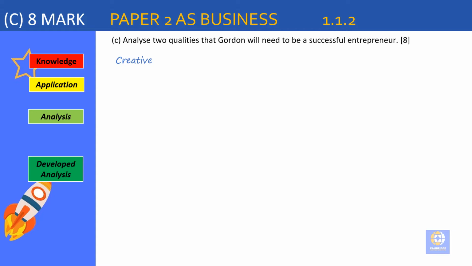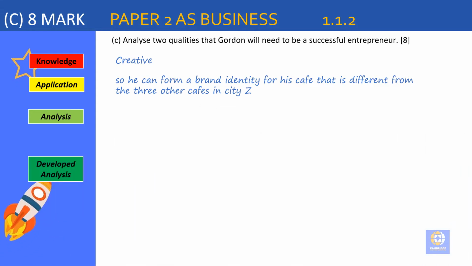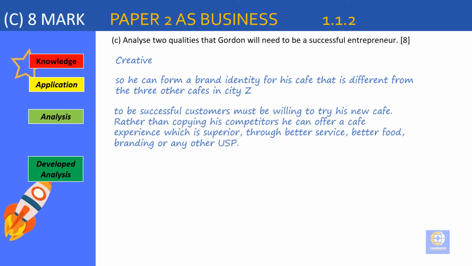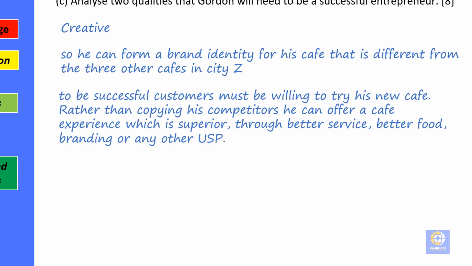The next step of the chain of analysis is adding application. So we link to the case study: he could form a brand identity for a cafe that's different from the other 3 cafes in City Z. Then we must analyse by showing the impact of these qualities that Gordon will need to be a successful entrepreneur. Rather than copying his competitors, he can offer a unique cafe experience which is superior.